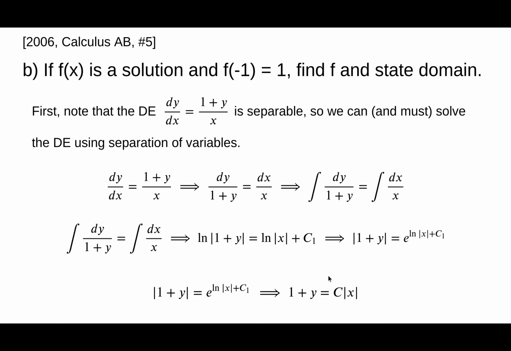Now, if I split this using properties of exponents, we're going to get e to the c1 times e to the natural log of the absolute value of x. Now, e to the natural log of the absolute value of x should just be the absolute value of x, and e to the c1 is just some other constant. Right? So that's where we're going to introduce just the letter c. There's no subscript here. It's not c1, it's not c2, it's just c.